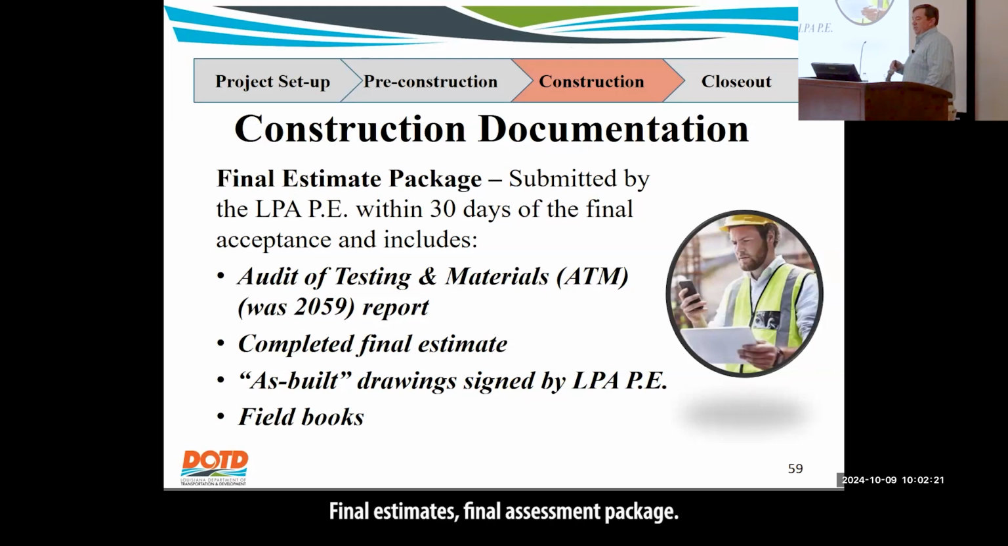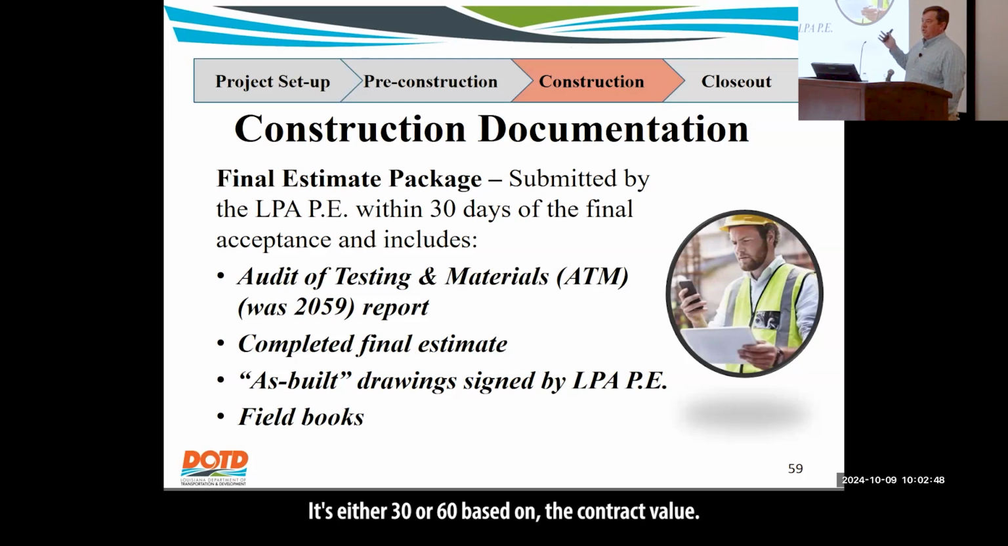All right, final estimates. Final estimate package. This is the closeout side, which we're getting into. Within 30 days of the final acceptance, it needs to include the 2059, the completed final estimate, as-built drawings, all these different things. Chris Durbin will go over this in full detail later, but just know that there's a bunch of documentation that's required. We've got 30 days here.